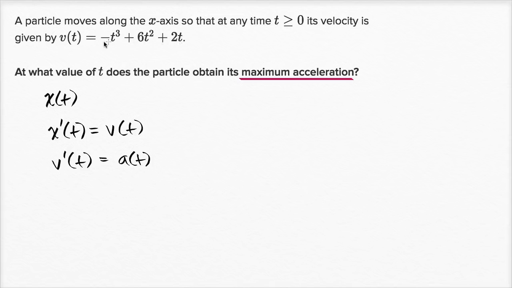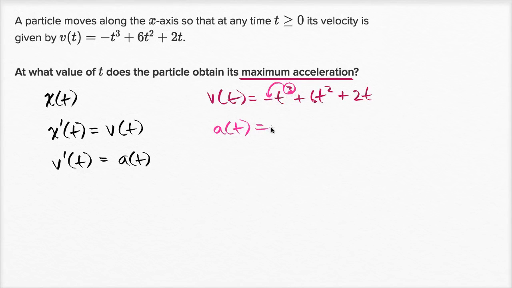So they give us velocity. So from velocity, we can figure out acceleration. Let me just rewrite that. We know that v of t is equal to negative t to the third power plus 6t squared plus 2t. And from that, we can figure out the acceleration as a function of time, which is just going to be the derivative with respect to t of the velocity. So just use the power rule a bunch. This is the third power right there, so negative 3t squared plus 2 times 6 is 12t to the first plus 2. So that's our acceleration as a function of time.